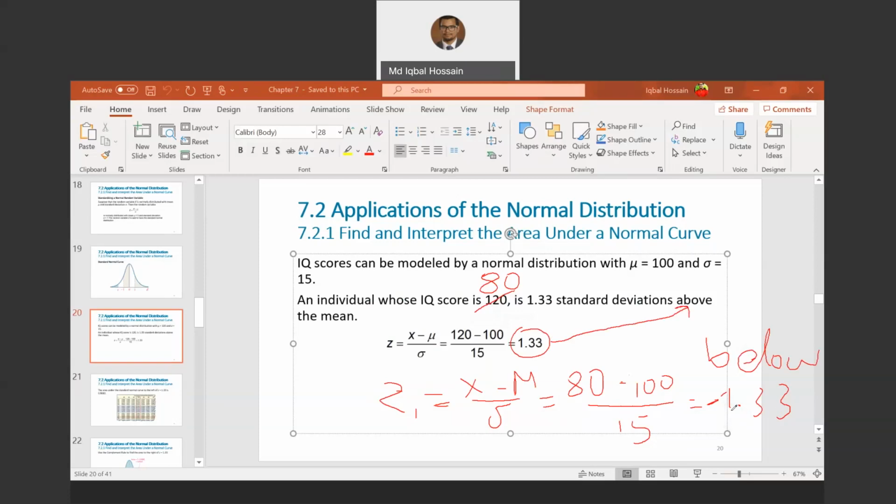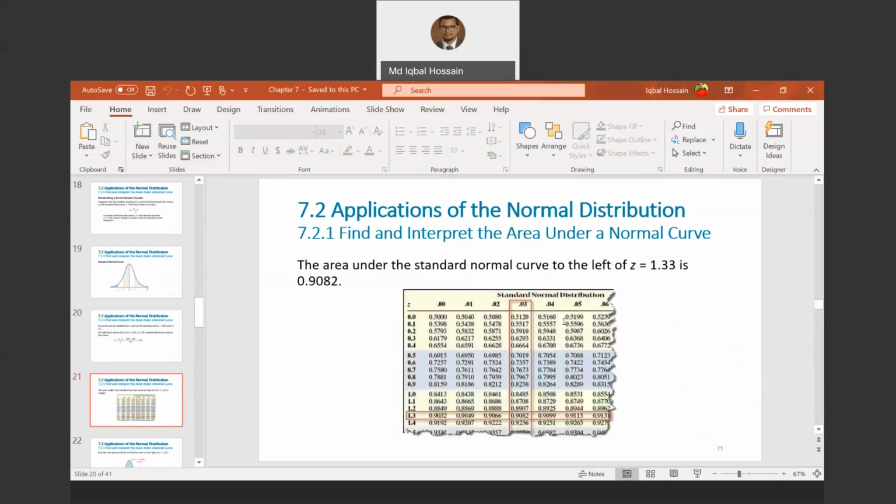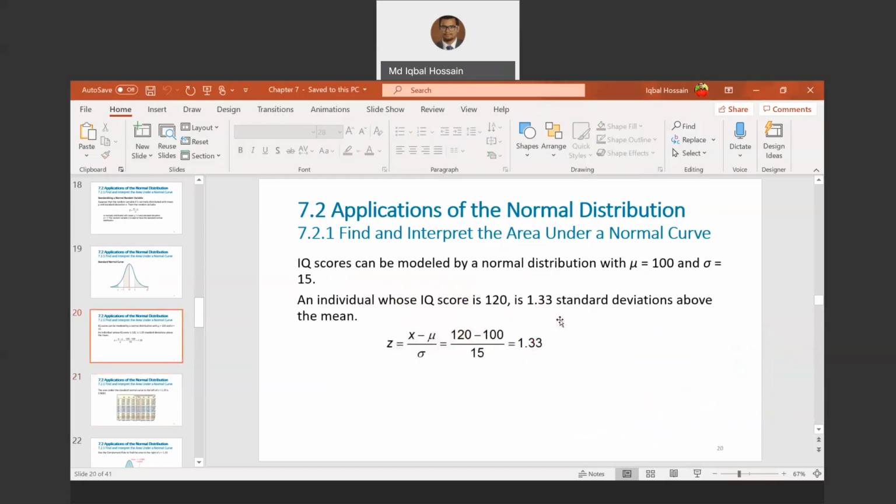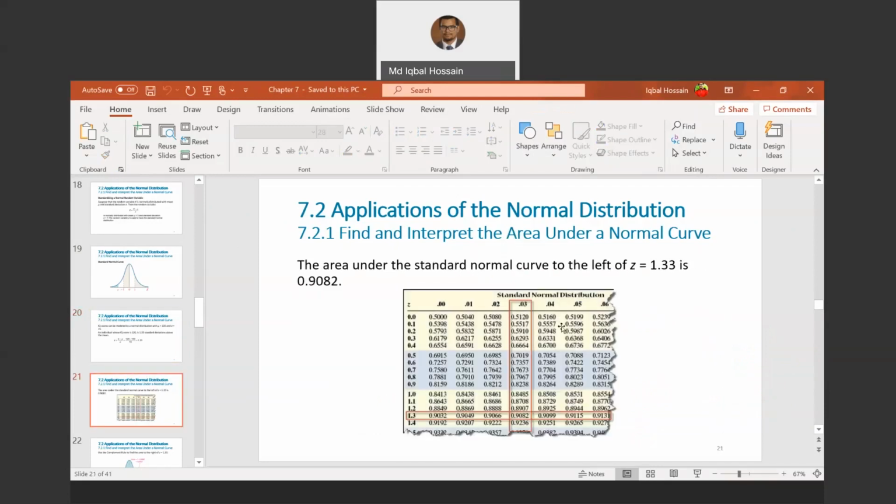When we have a positive value, then we are saying it's above the mean. So this is the main difference between a negative and positive value of the Z score, or standardized normal variable. Now let's move on. We are finding the area under this point. Z value from here is negative 1.33. Now we are finding this Z value in the standard normal distribution.